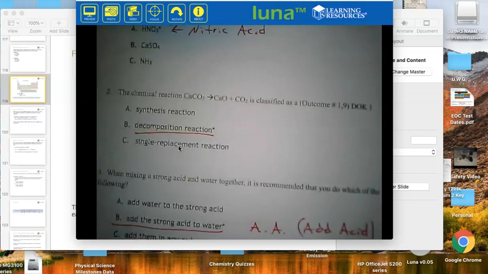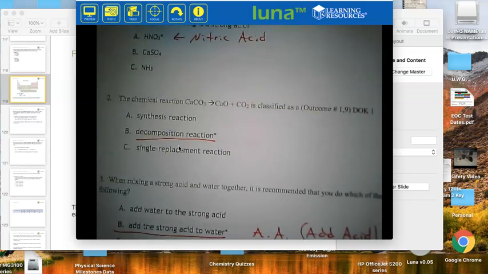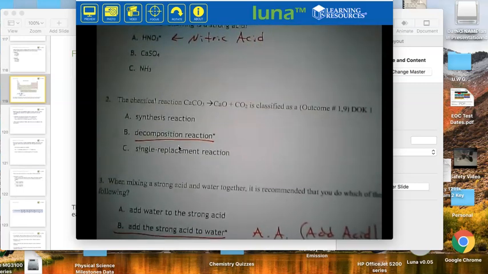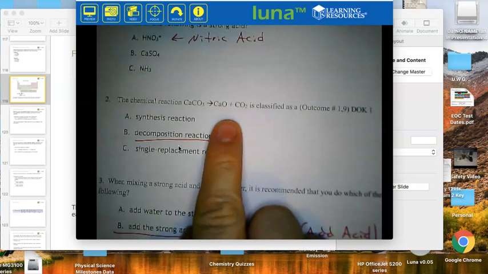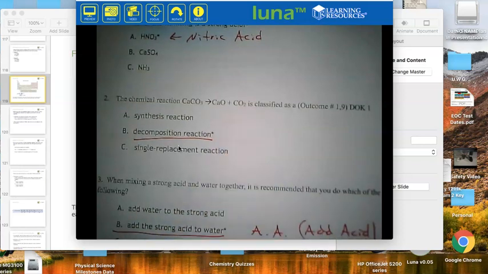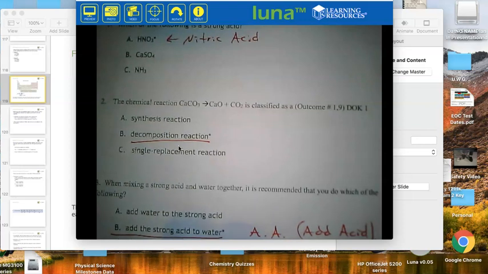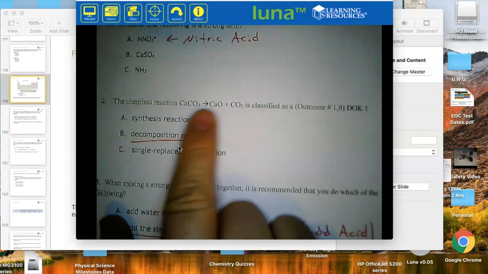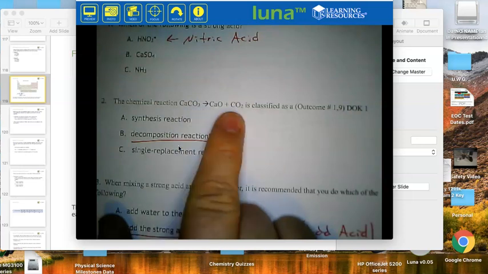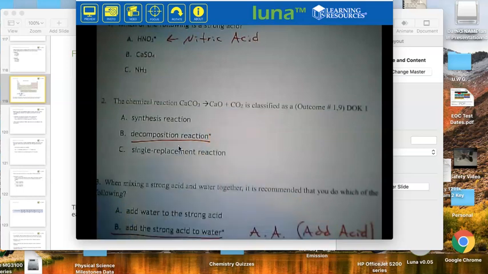All right, question number 2. It says chemical reaction for calcium carbonate yields calcium oxide and carbon dioxide. Is classified as which type of reaction? So we know with different chemical reaction types, if you're starting out with a single compound and it's breaking apart into pieces, that would be a decomposition reaction. So that's your answer there.